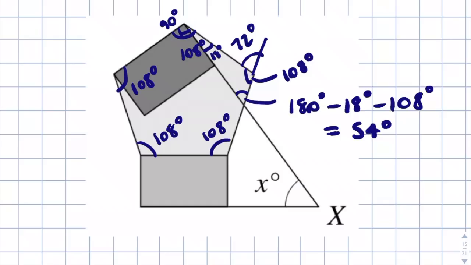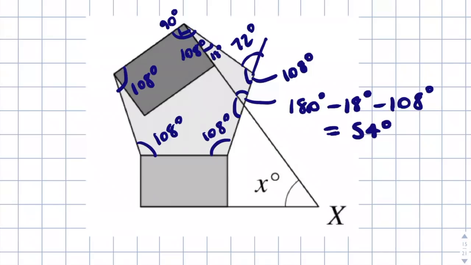Now, another thing you should be able to see is a line that has extended from the rectangle and then continues down to the point X. Well, that intersects one of the sides of our pentagon. Okay? And we've got two different angles here. We've got the angle that we just calculated, which is 54, and then we've also got this angle here.